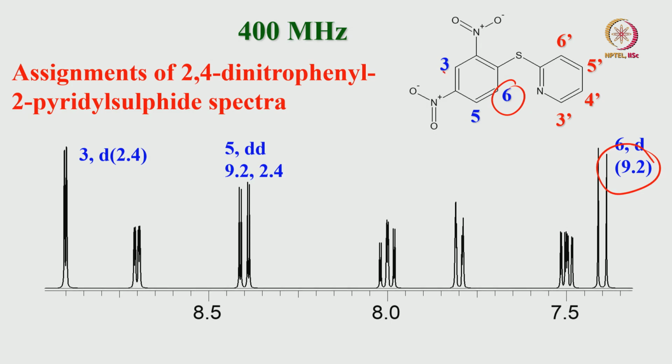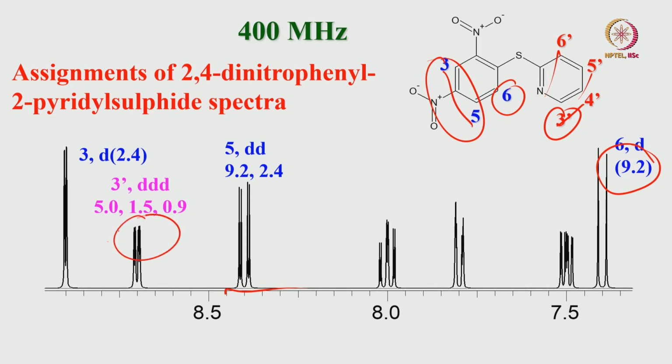This has to be a doublet of doublet. The large doublet is because of the ortho coupling, and then it is split by a meta coupling, so it is a doublet of doublet. Similarly, you can extend this. Of course, if you go to this proton, it has ortho, meta and para, all the 4 couplings. It should be an 8 line pattern. It could be a doublet of doublet of doublet. Very clearly you can see.